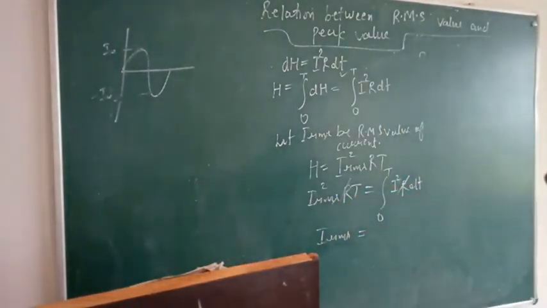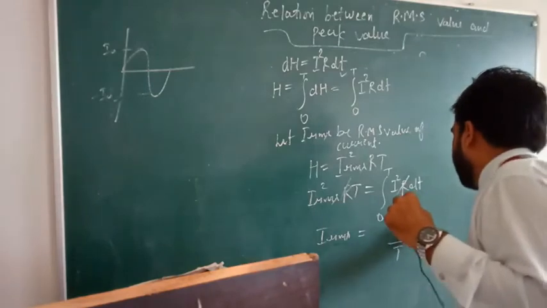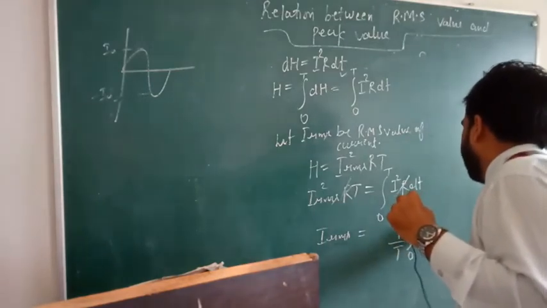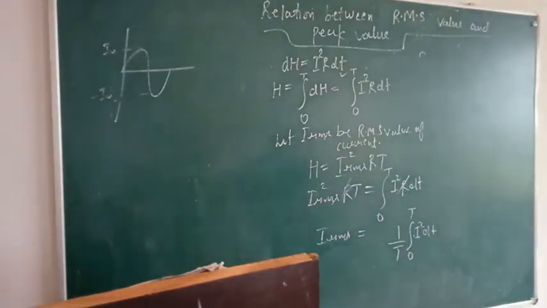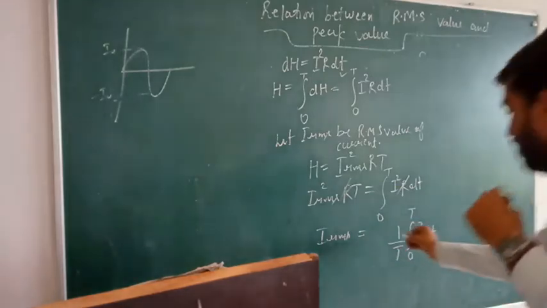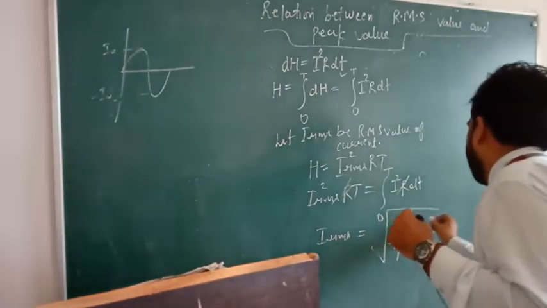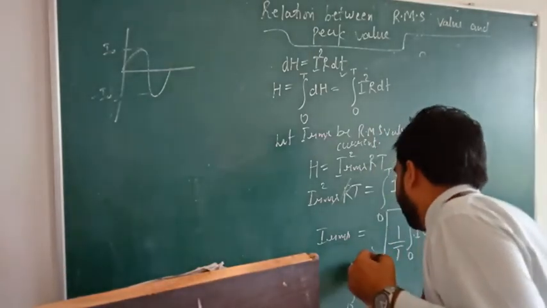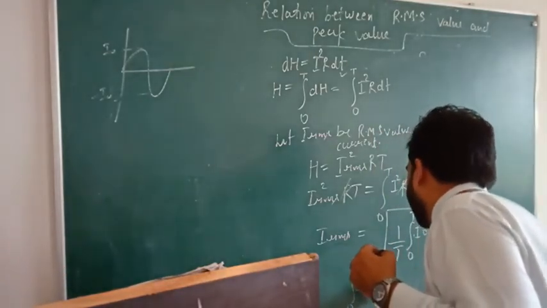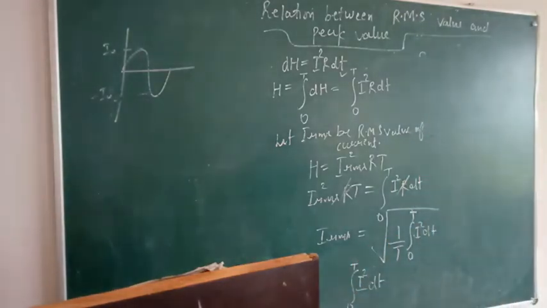Okay, and divide 1 upon T will be there. Integration 0 to T I square dt. Now we are calculating IRMS. I square RMS will be this. IRMS will be root of this, root of the given. Now, ultimately we have to firstly calculate this, integration 0 to T I square dt. This is our target. Integration 0 to T I square dt we have to ultimately calculate.